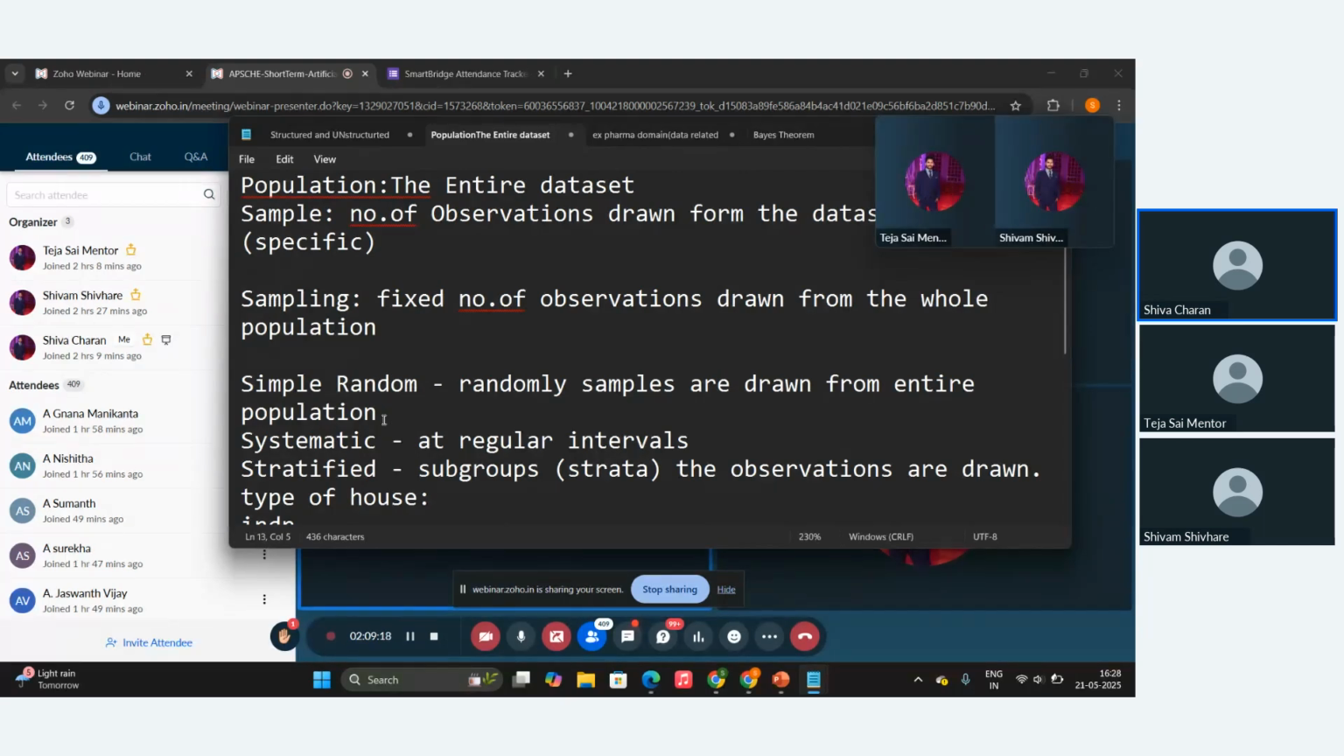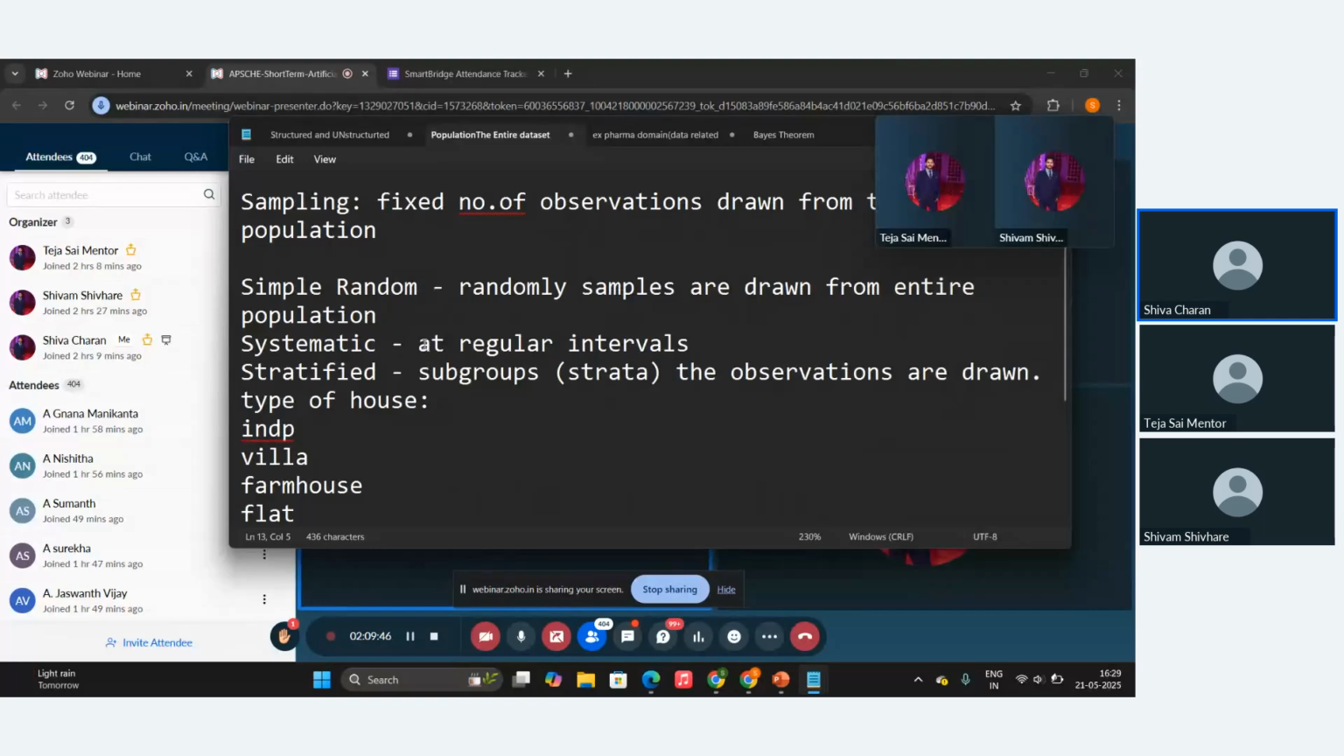Let's say I have a data set of around 1000 rows, and from these 1000 rows I'll randomly consider only 200 values. These 200 values will be randomly picked. It will not consider the first 200 or the last 200. It will randomly pick 200 observations from the whole 1000 observations, from the entire data set. That type of drawing samples from an entire data set or population is known as random sampling.